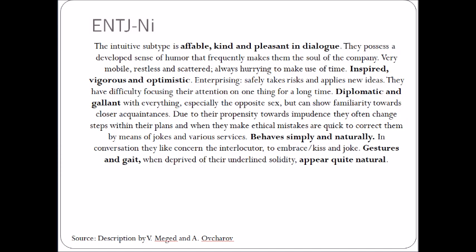They often change steps within their plans, and when they make ethical mistakes, they are quick to correct them by means of jokes and various services. They behave simply and naturally. In conversation, they like to concern their interlocutor and to embrace and kiss on gestures and gait, and when deprived of their underlined facility they appear quite natural.